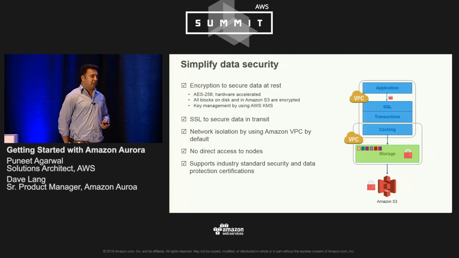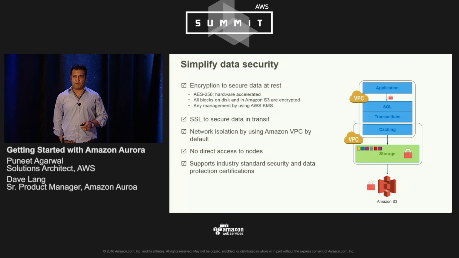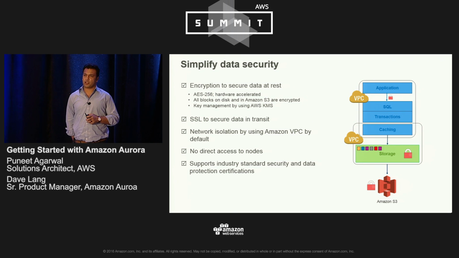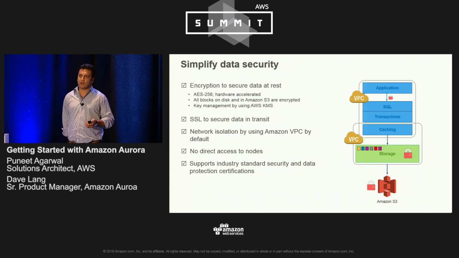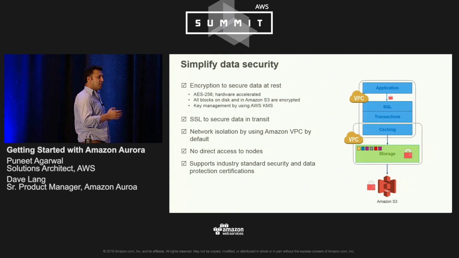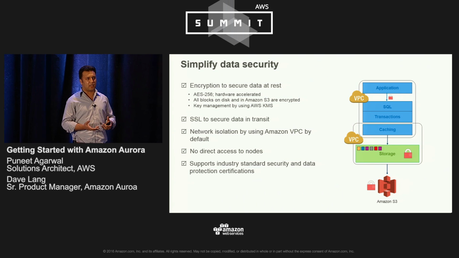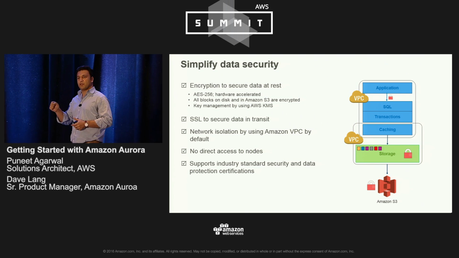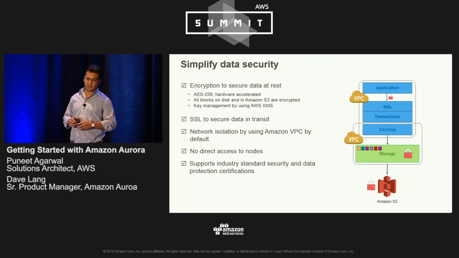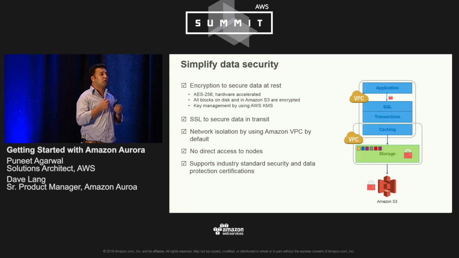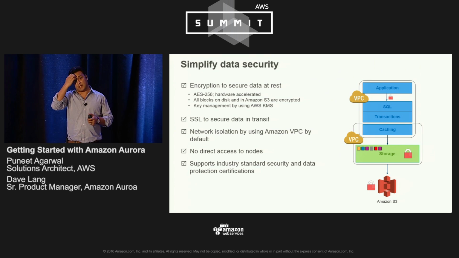In terms of security, we understand security is really important for our customers, right? And that's why we have a very strong security posture around Aurora. Aurora offers full encryption at rest. So all the blocks that are sitting on the disks, all the blocks that are in S3 will get encrypted, and you can manage those encryption keys yourself using AWS Key Management Service. If you want to encrypt your data in transit, you can connect to Aurora using SSL.